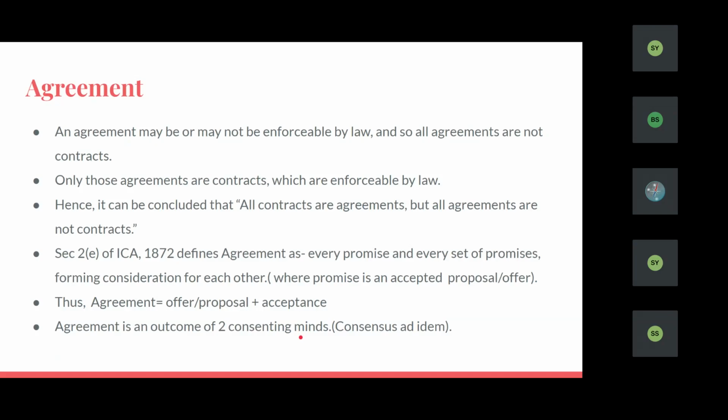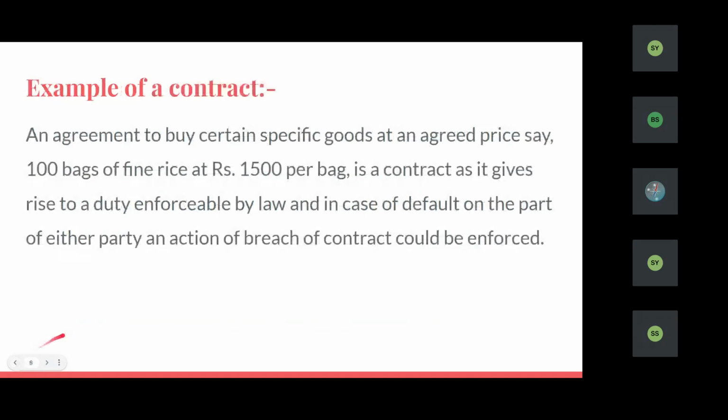You are not both consenting to the same price, 100 bags at 1500 each. One is consenting, the other is not. In that situation, we can say there is no consensus ad idem between you and the seller. And when the seller agrees, saying yes, it's okay that you pay me 1500 per bag, I'm accepting to deliver 100 bags of fine rice at your place on 15th Feb, it means he has given his consent.